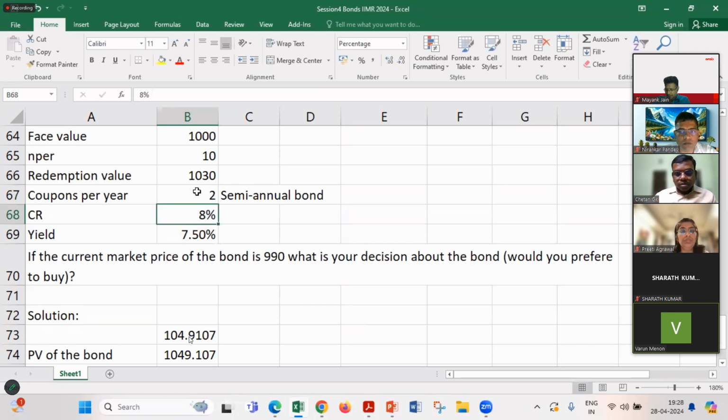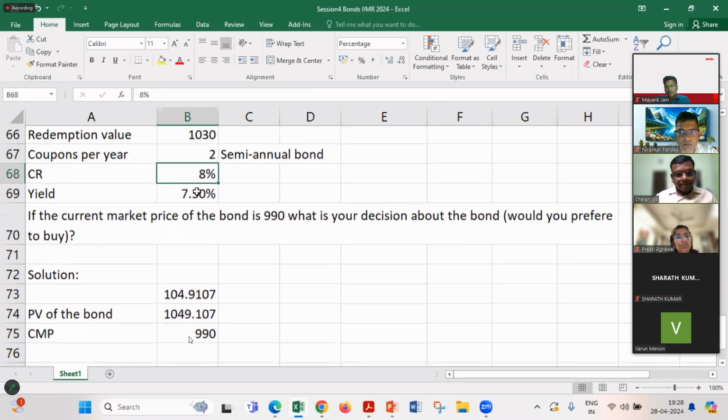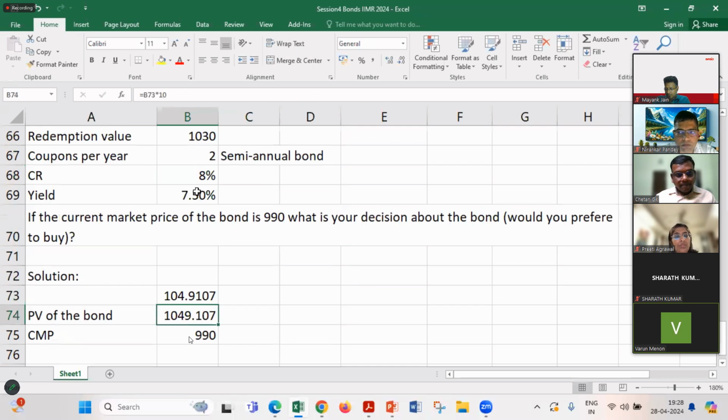Yes, sir? Isn't it so? Come again? We need to multiply with the NPER to compare with the current market price, to get the PV of the bond, because we multiplied with 10, right? We multiplied with 10 because we have put the bond as if it is 100 face value. That is the reason we multiplied here by 10. That's it. Okay, so understood this valuation.